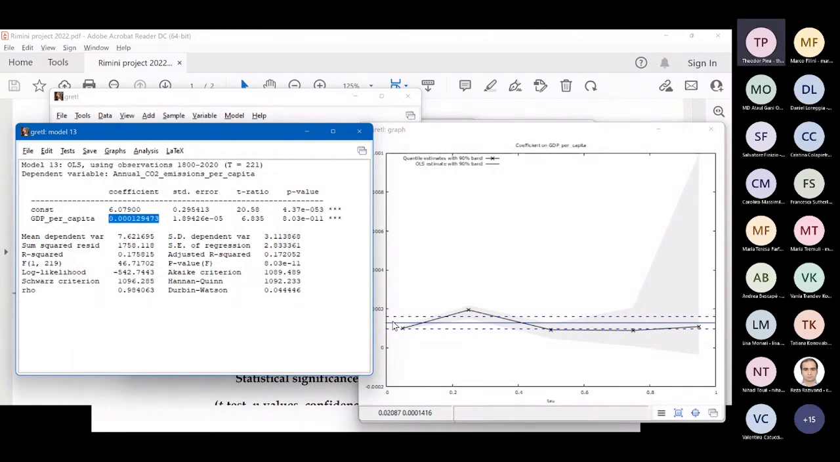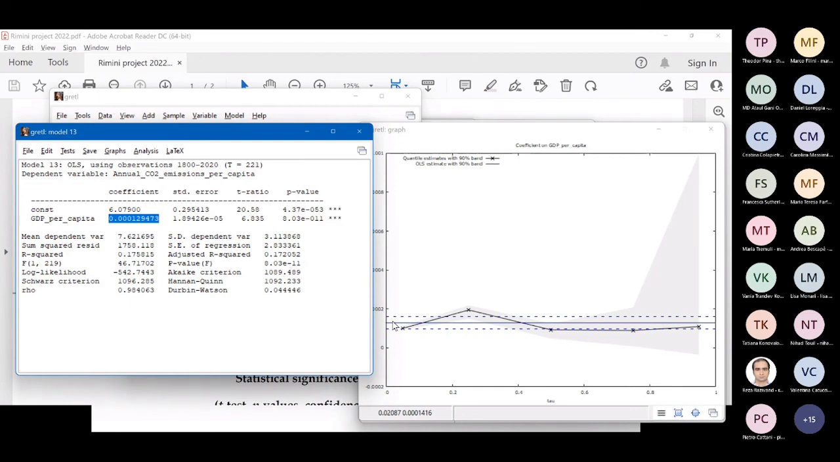Just one last comment. As the black line is very close to the blue one, what kind of interpretation can we give? Very good question. As I said earlier, as the blue line is very close to the black line, it seems like the average response is a good approximation of what is happening in the different segments of the distribution.